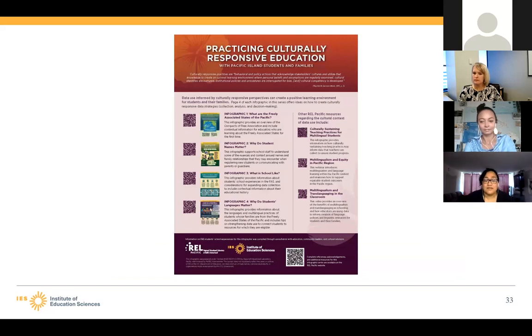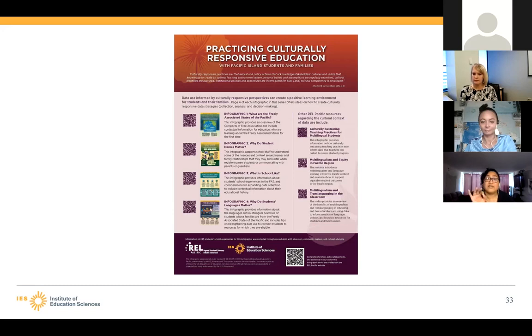Finally, page 4 of this infographic, we provide a recap of the first 4 infographics. We have the QR codes, and we're looking at this from a data use and cultural context perspective. If your school serves diverse students, or specifically if you serve FAS students, and you would like to see some of the resources that our REL has provided, we have 3 of those featured here.